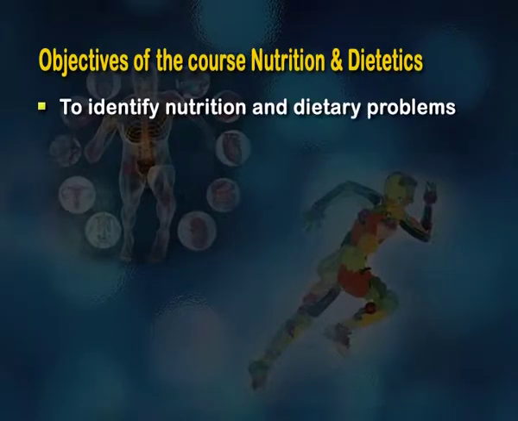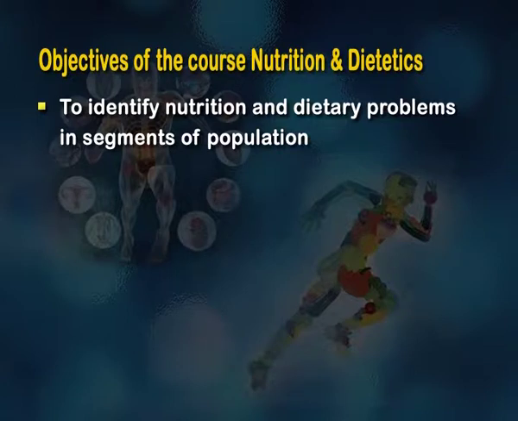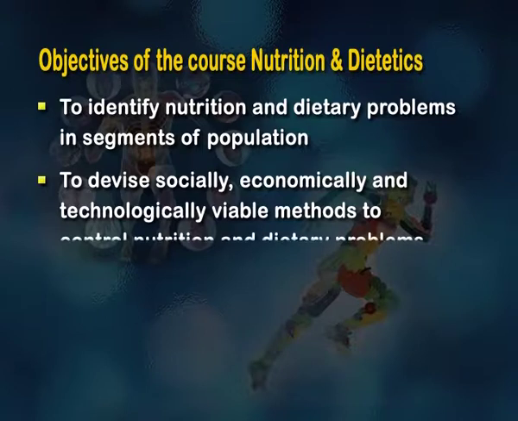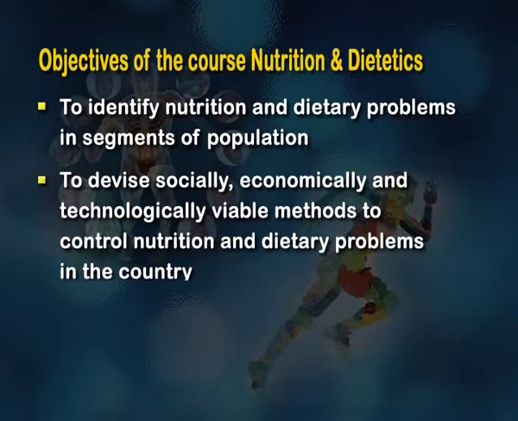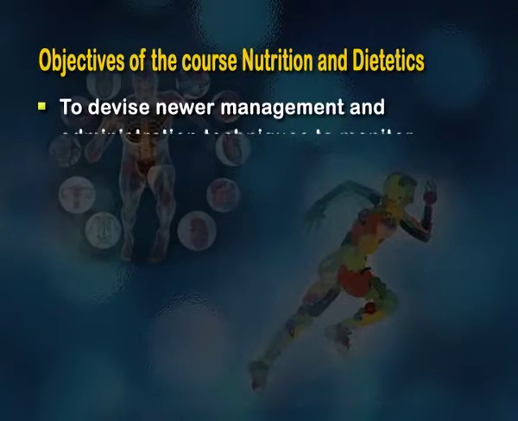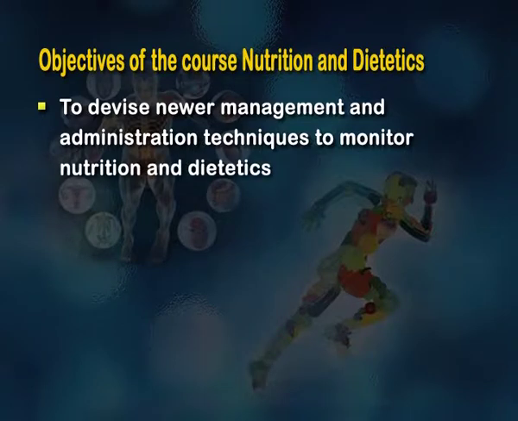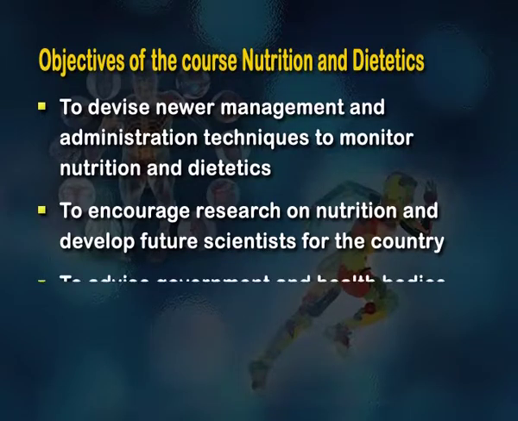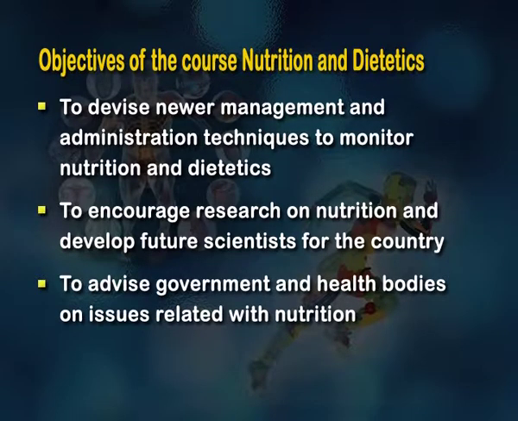The main objective of a course in nutrition and dietetics is to identify nutrition and dietary problems in segments of populations, to devise socially, economically and technologically viable methods to control nutrition and dietary problems in the country, to devise newer management and administration techniques to monitor nutrition and dietetics, to encourage research on nutrition and develop future scientists for the country, and to advise government and health bodies on issues related with nutrition.